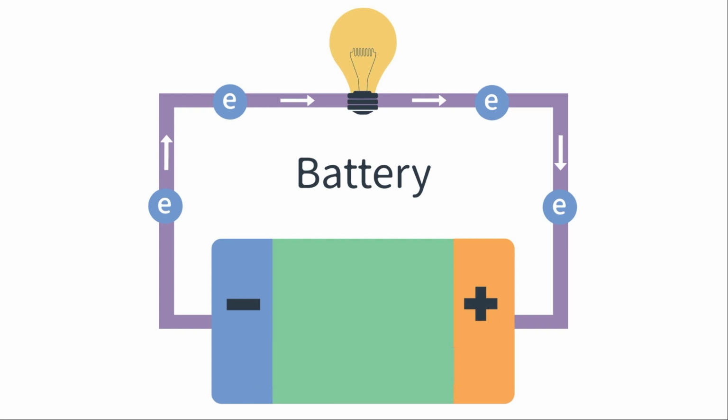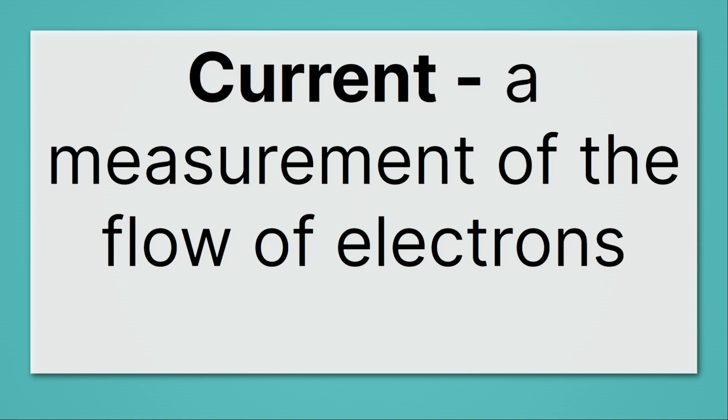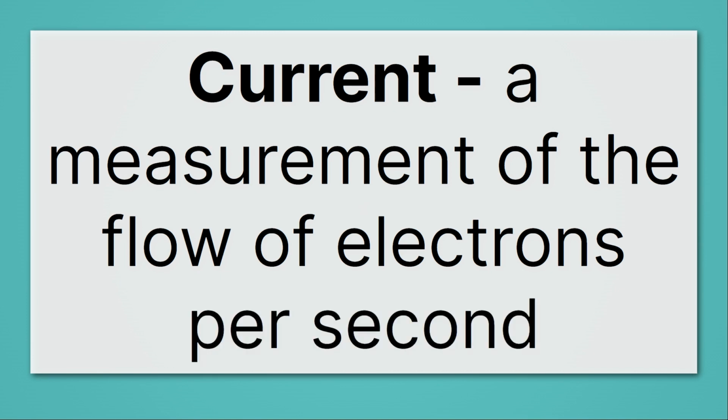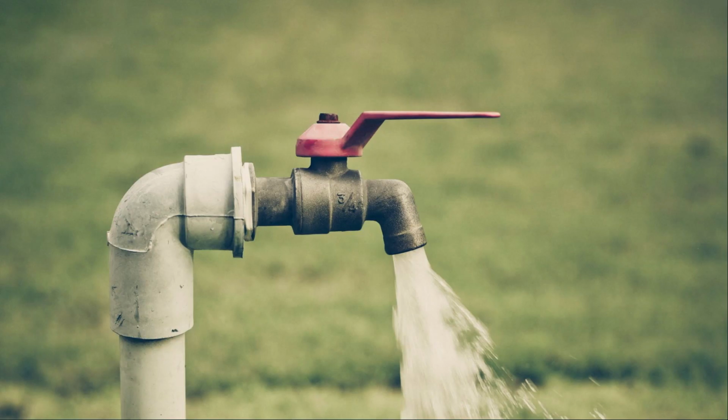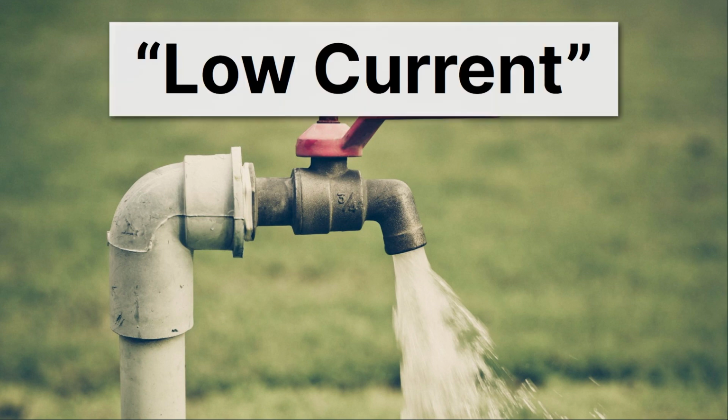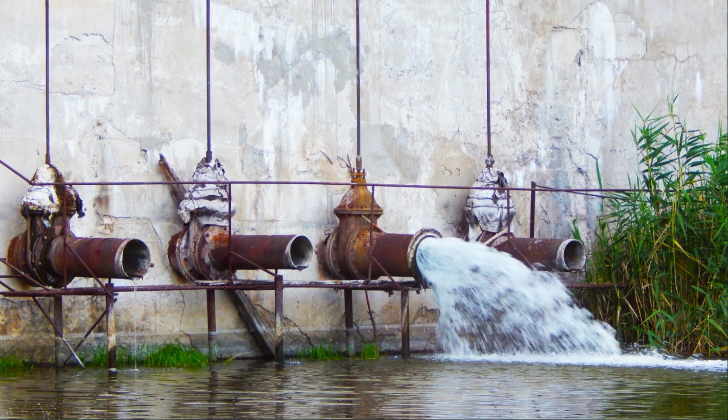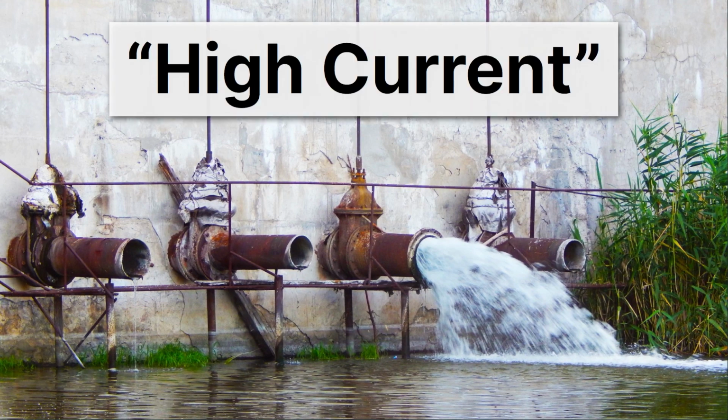And if I want to measure how many electrons are going through that circuit, I'm going to use current. Current is a measurement of the flow of electrons, specifically per second. So it's how many electrons go by per second. We could compare current to water running through pipes. You can really think about the fact that your electrons are sort of like water cruising through a metal. And if there's not much water going through, not much electrons going through, we call that low current. On the other hand, if we have tons of water flowing through our pipes or tons of electrons flowing through our wires, we call that high current.